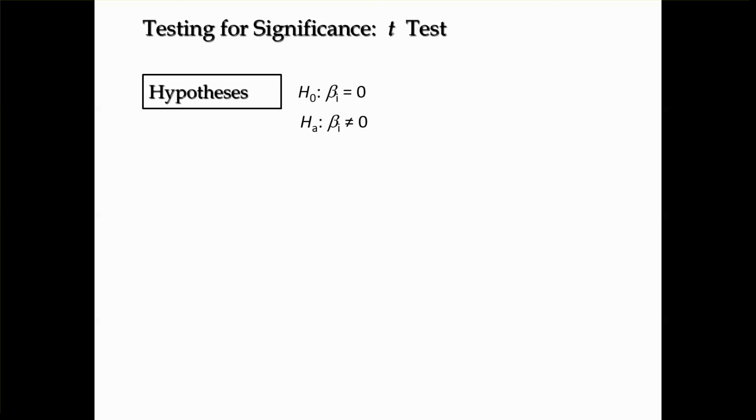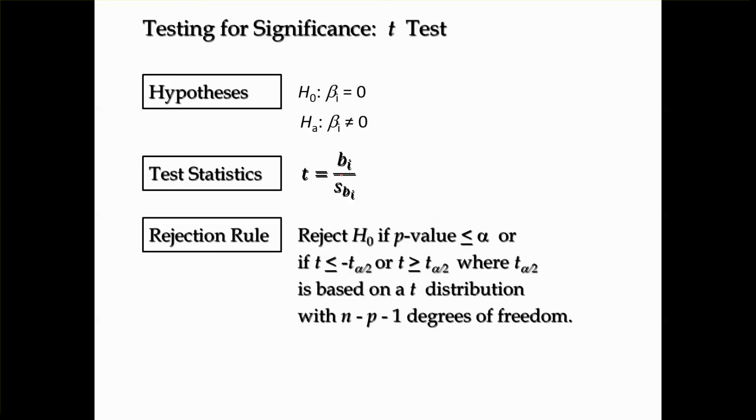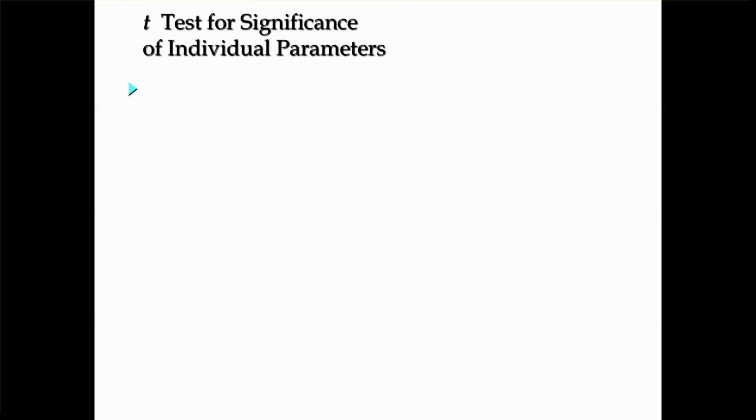For the t-test, first you write down the hypotheses: the H null is that a certain beta is equal to 0, and the H alternative is that the certain beta is not equal to 0. The t statistic is the estimated beta b divided by the standard deviation of that beta b. The reject rule is: if the p-value is smaller than or equal to alpha, or the t statistic you calculate is smaller than the lower criterion or larger than the upper criterion, you will reject the H null.